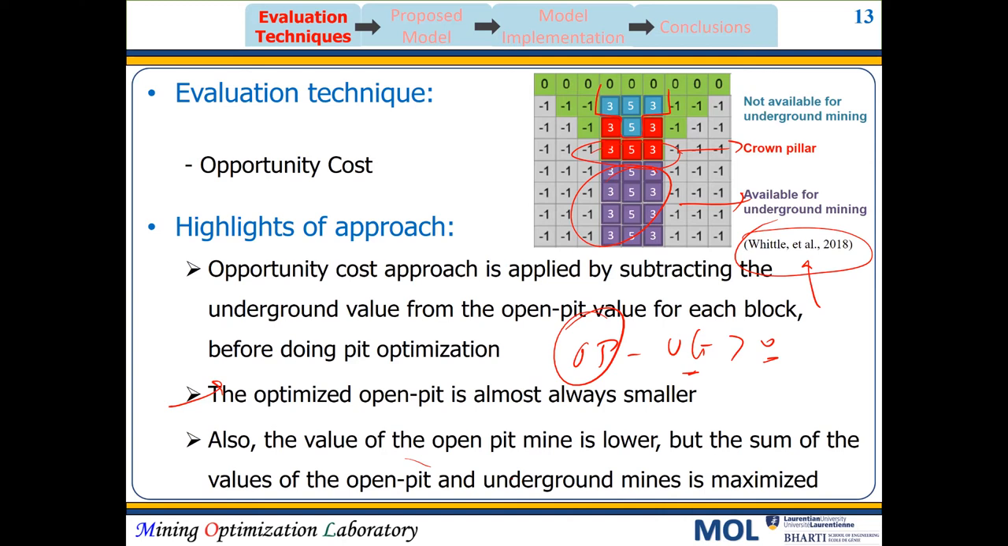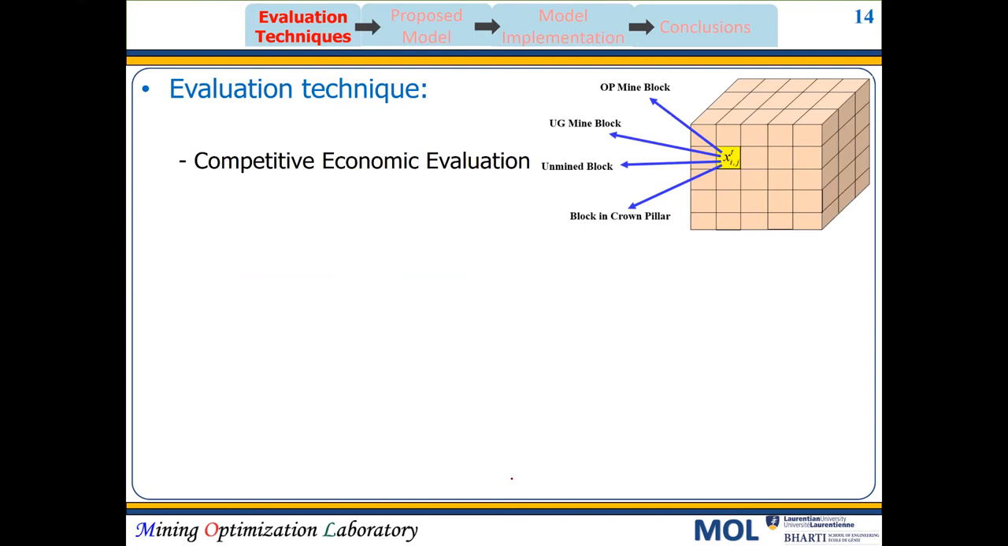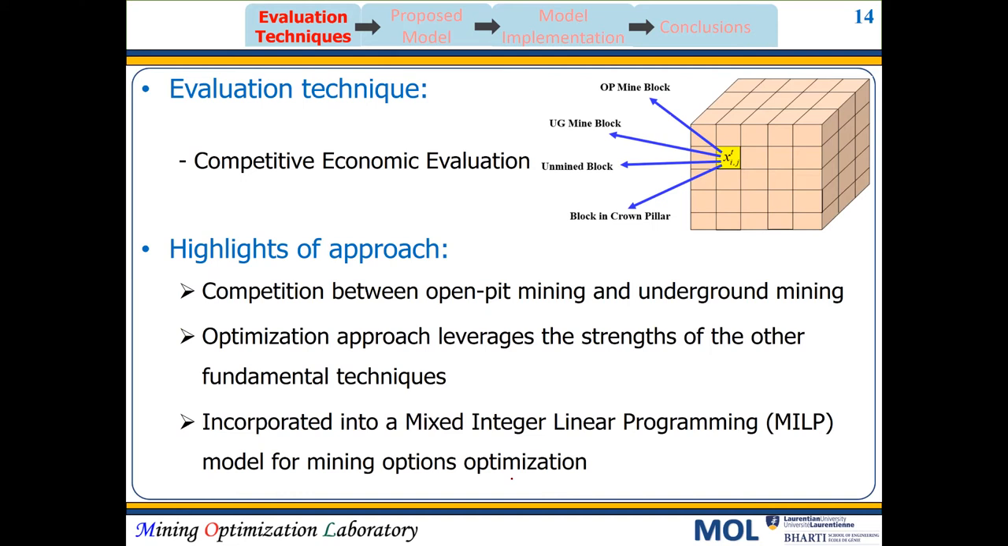Now, beyond this, we also looked at what we refer to in our studies as the competitive economic evaluation approach. This also is an extension of the techniques that I've discussed, except that in this particular approach, we introduce, first of all, the crown pillar positioning as part of the optimization approach. So we don't only evaluate each block to be considered for open pit operation or for underground operation. We also consider the fact that the block could belong to the crown pillar or could be left unmined. So every block is evaluated for all these four different scenarios.